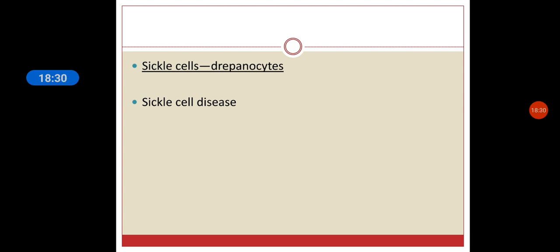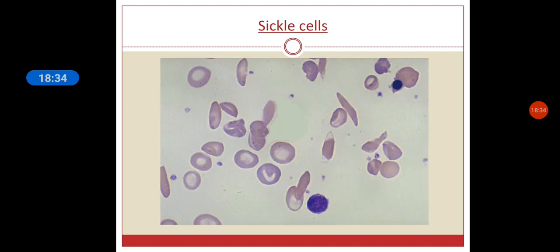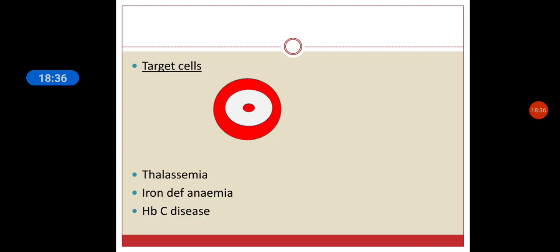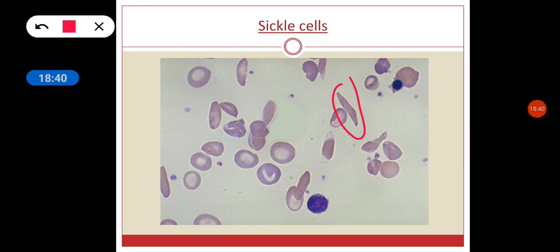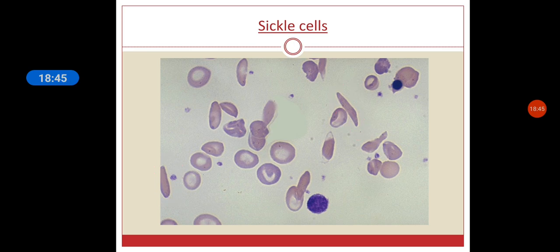Then in cases of sickle cell anemia, you will find sickle shaped RBCs. Here you can appreciate this sickle shaped RBC, and here is one more. All these are sickle cells.